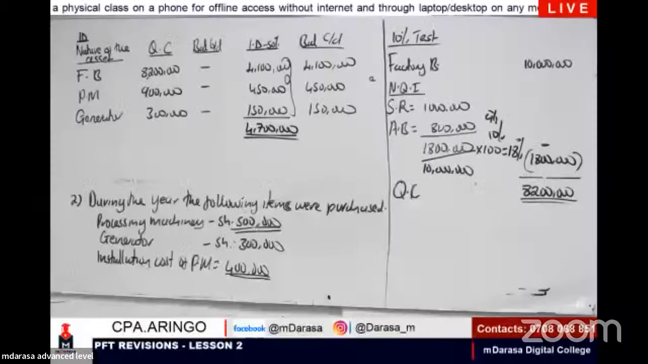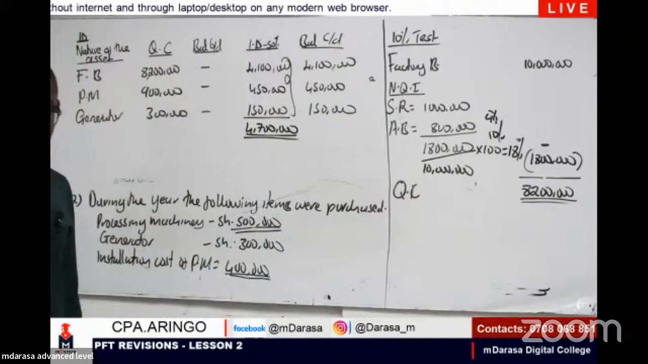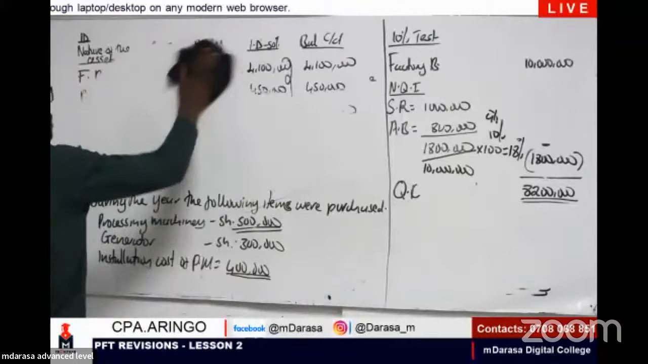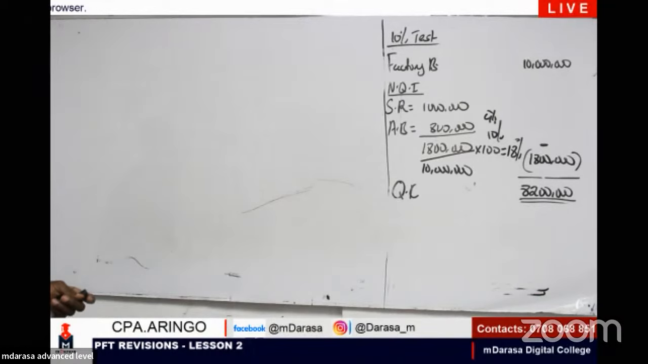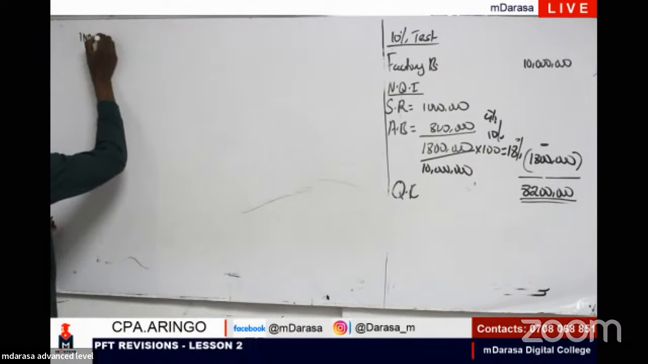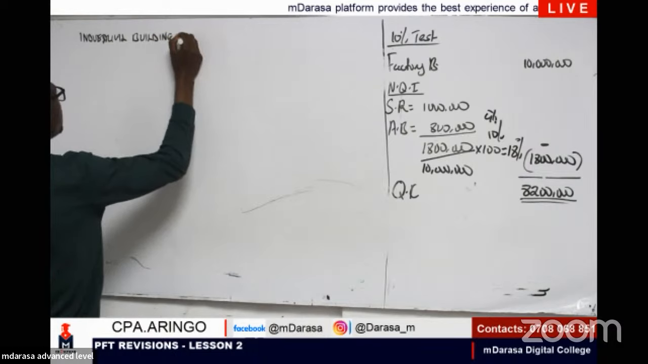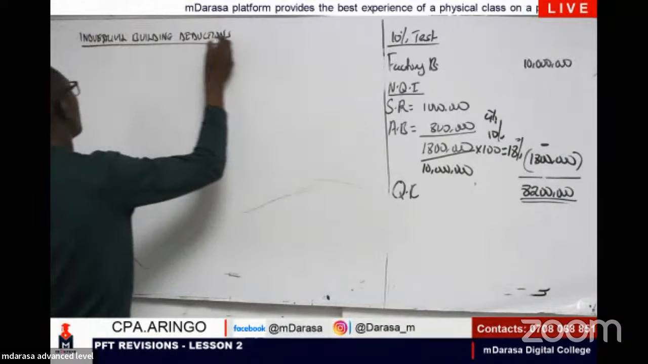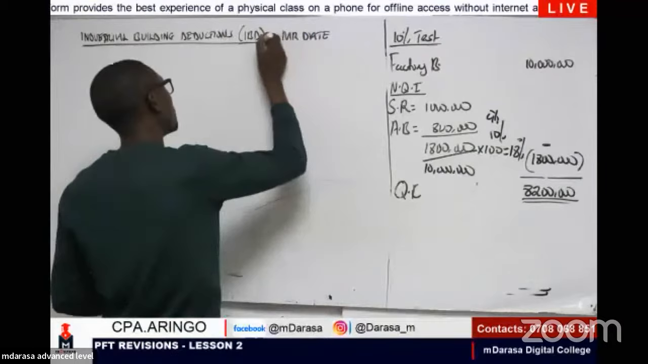Great. So once we have that in mind, we should proceed to the next item. The next item, basically here, we are talking of what? IBD, Mr. Date, Industrial Building Deduction. Industrial Building Deduction, IBD, also known as what? Mr. Date. I normally refer to IBD as Mr. Date, and I'm going to give the reason why I normally term this as Mr. Date.